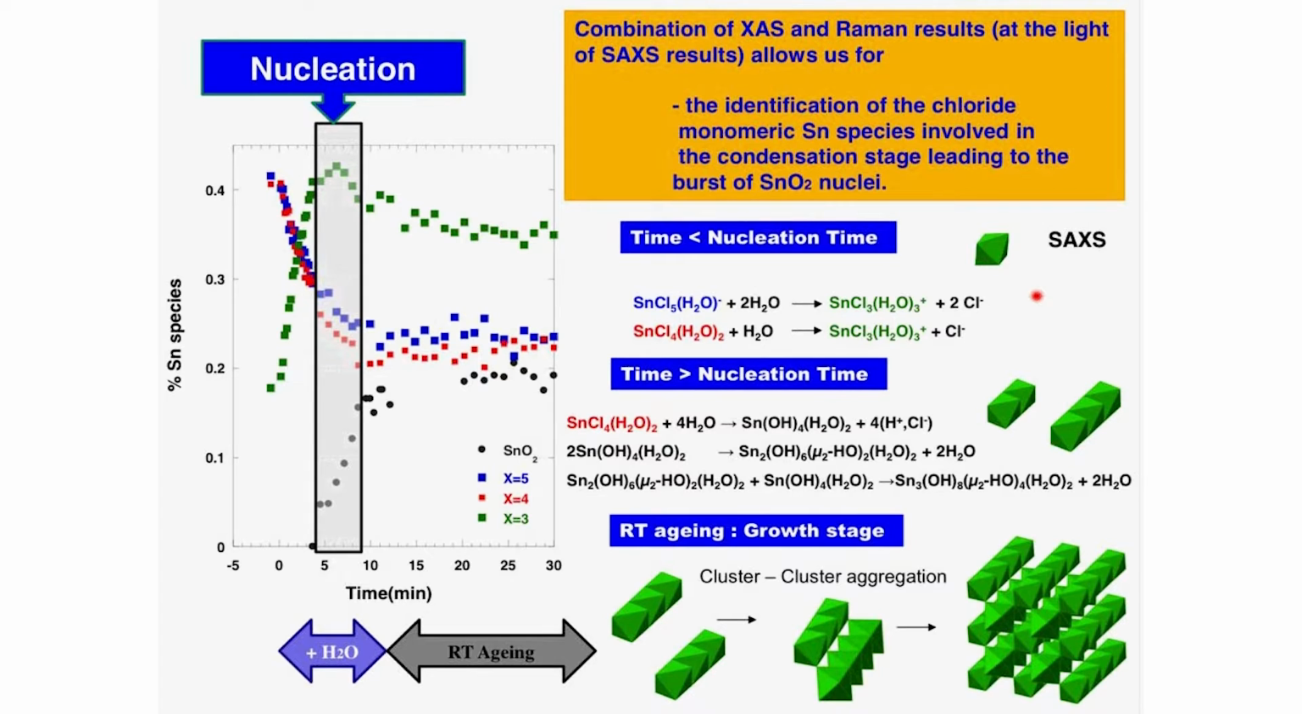And finally, during the room temperature aging, the chains with this edge-sharing octahedra, well evidenced by small angle X-ray scattering, are involved in a cluster-cluster aggregation in order to form these tin oxide nanoparticles.